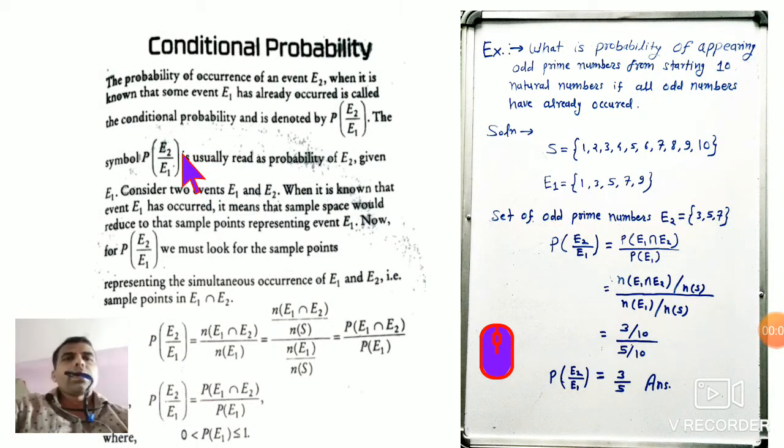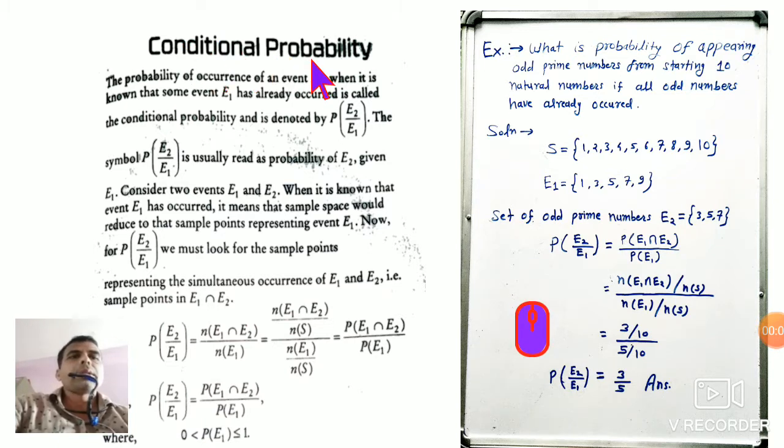Hello everyone. In this video I will explain conditional probability with a very nice example given on the board. Conditional probability is very important. First, read its definition: the probability of occurrence of an event E2 when it is known that some event E1 has already occurred. It means you have to find the probability of E2 given that event E1 has already occurred. So it's called conditional probability and it is denoted by P(E2 | E1).